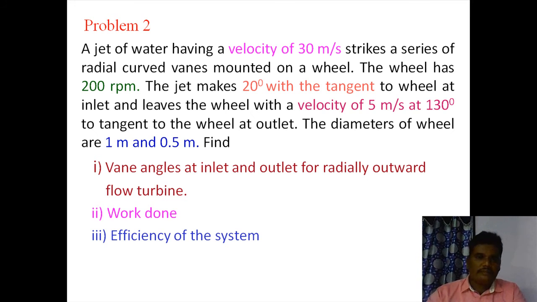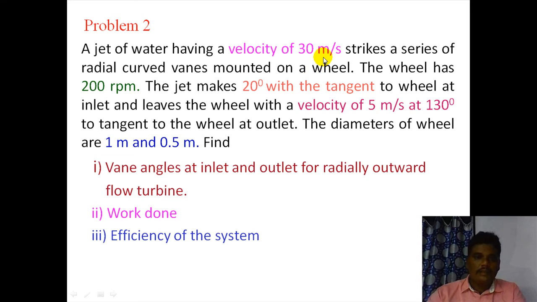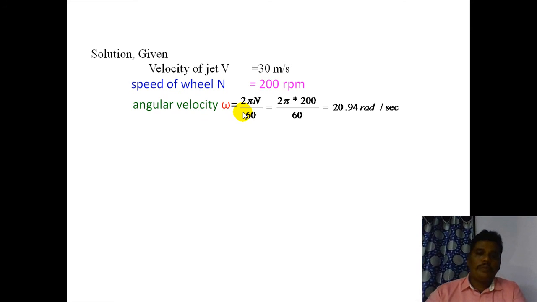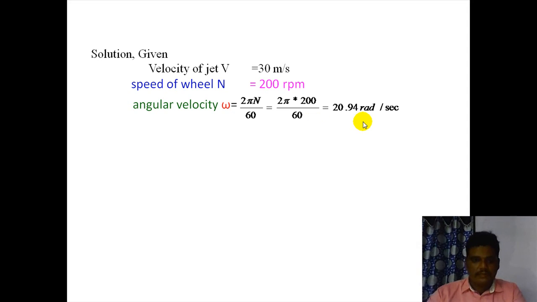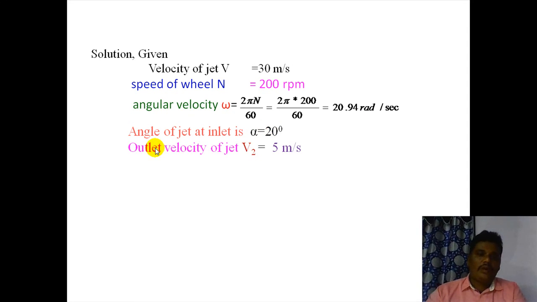Now, first we have to write down the given data. Velocity of jet V is given as 30 meters per second. Next, the wheel speed has been given as 200 rpm. Angular velocity omega is equal to 2 pi N divided by 60, and we get 20.94 radian per second. Next, the angle of jet at inlet, alpha, is equal to 20 degrees. Next, the outlet velocity of jet V2 is equal to 5 meters per second.